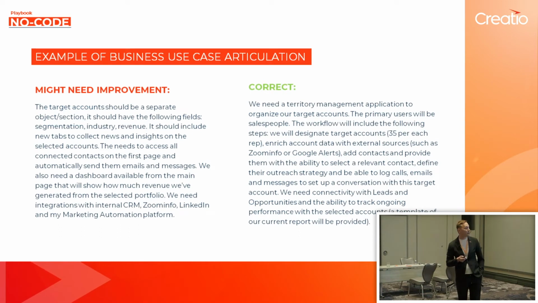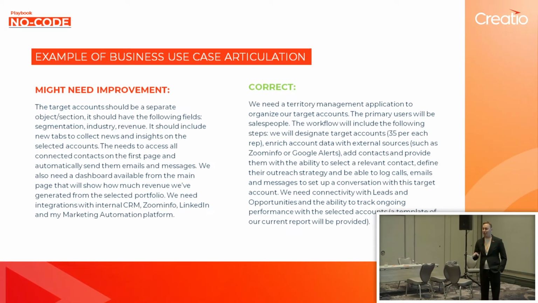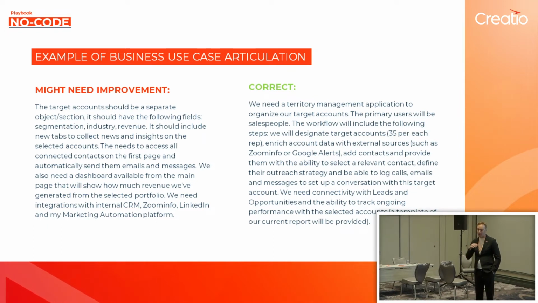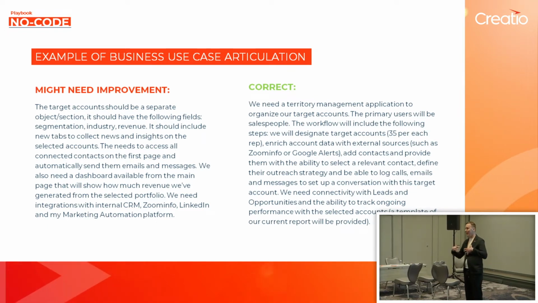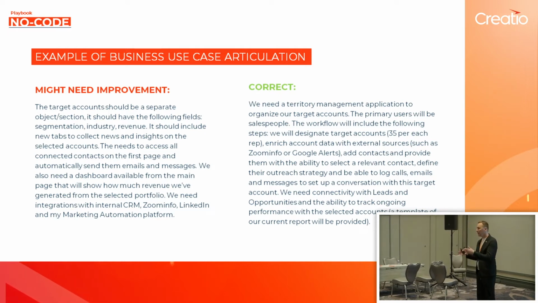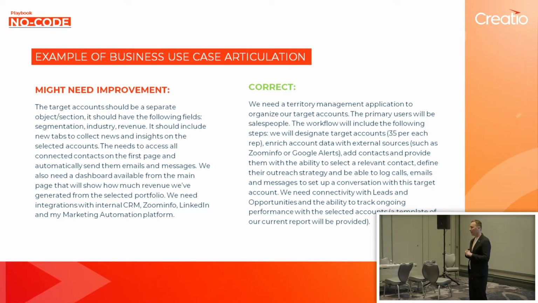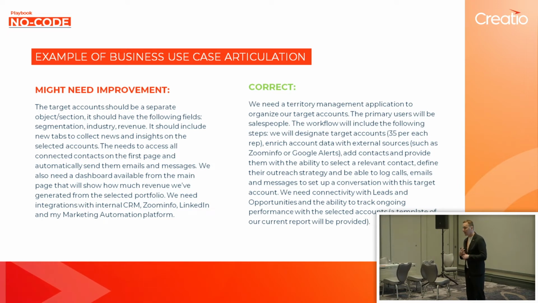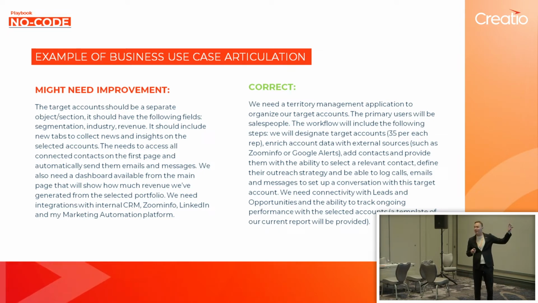Let me switch to a real-life example. We will be referring to this example because it was one of the first apps that we internally created for ourselves on territory management. And we provided two ways the stakeholder can articulate a business requirement or a business use case. So in the first example, if you read through it, you can see it. What's the difference between those two options?